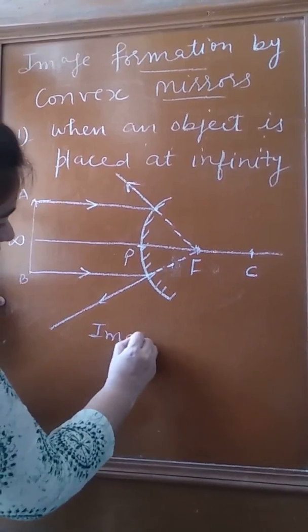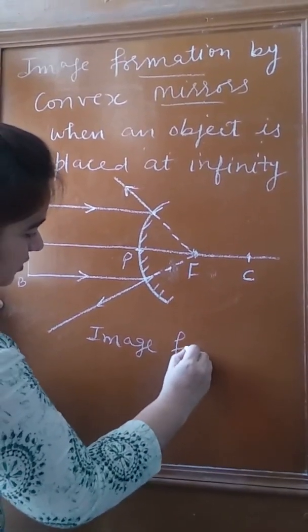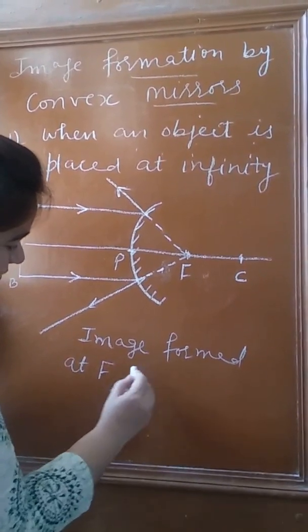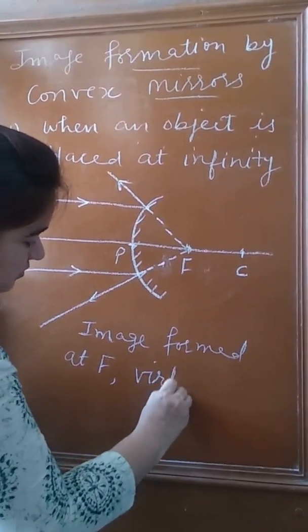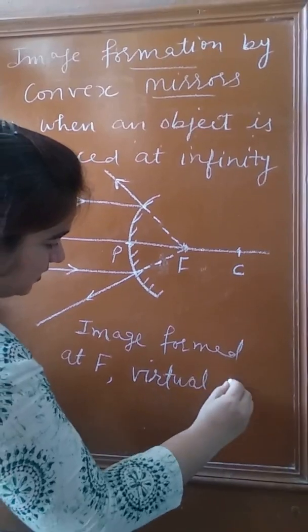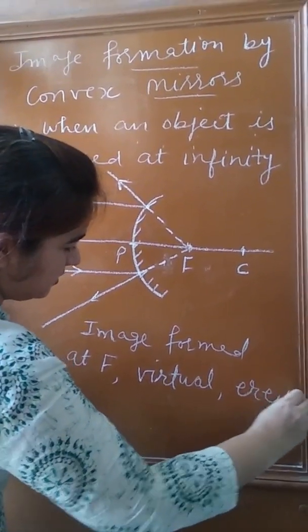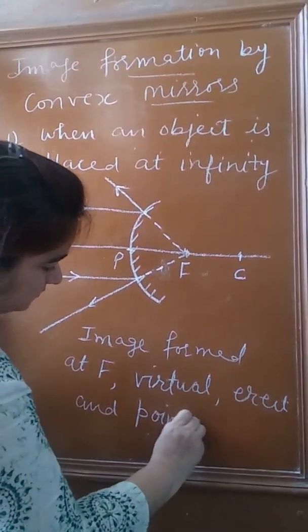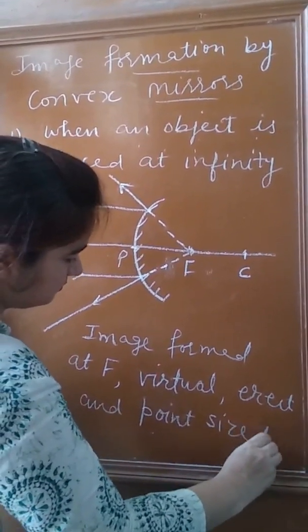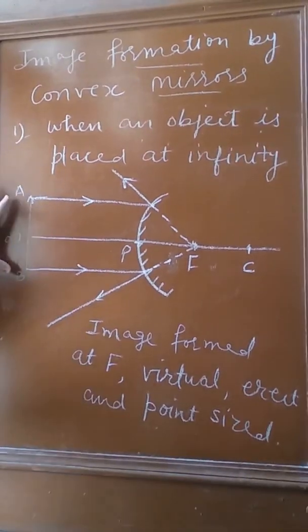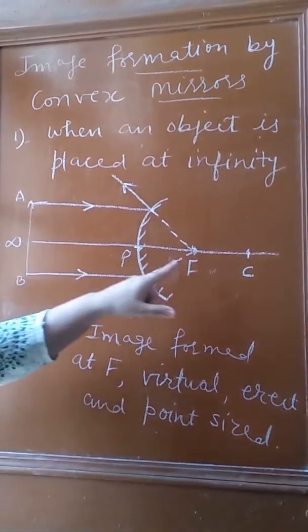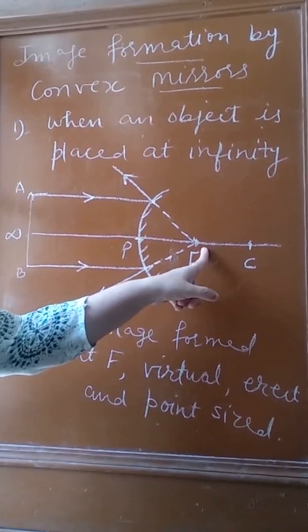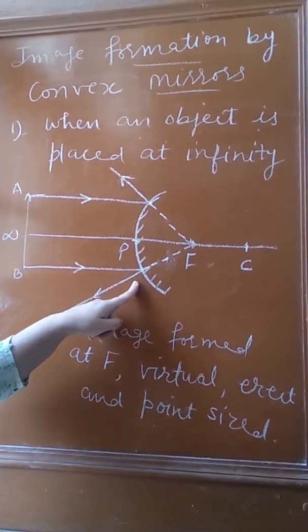So the image is formed at F. This is a virtual image, virtual, erect and point sized. When an object is placed at infinity, the virtual image is formed at the focus of the convex mirror.